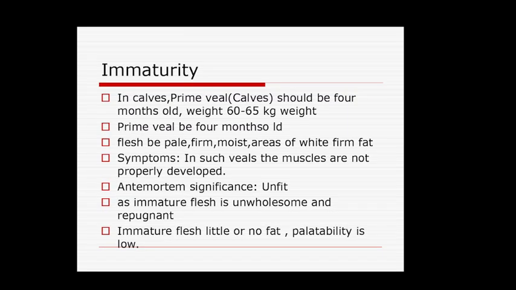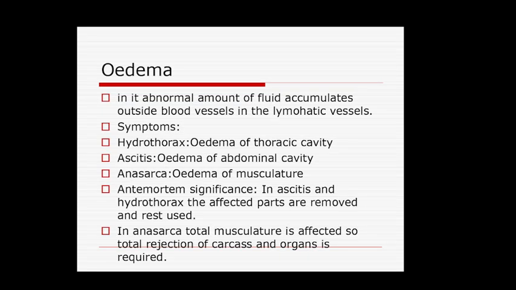Immaturity. In calves, prime veal should be 4 months old, weight should be 60 to 65 kg. So the flesh is pale, firm, moist, with white, firm fat. Symptoms in such veals: the muscles are not properly developed. This is a problem with calves and veals, that the muscle is not properly developed because it's still a very young, very immature animal. So the antemortem significance is that it is taken as infant, as immature flesh is unwholesome and repugnant. Immature flesh has little or no fat, and palatability is low.